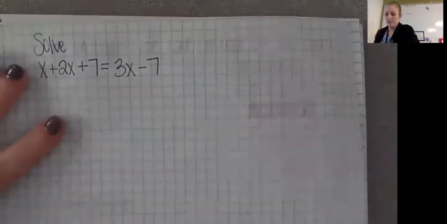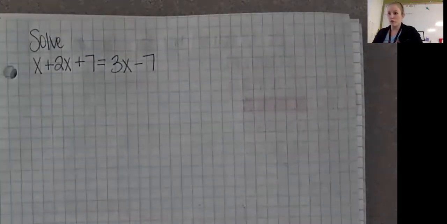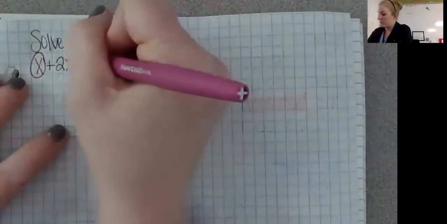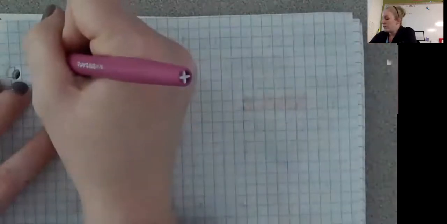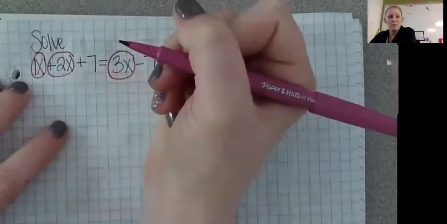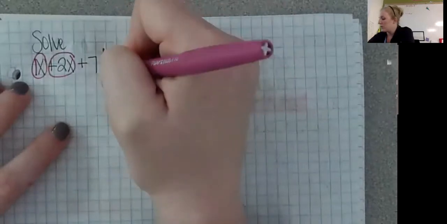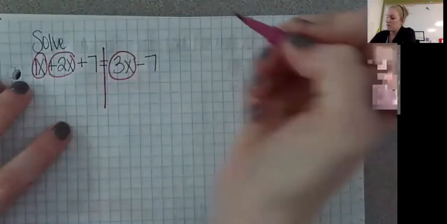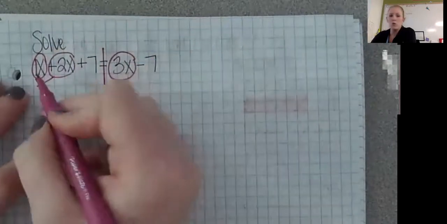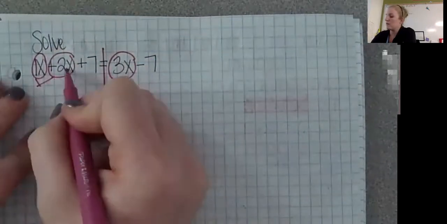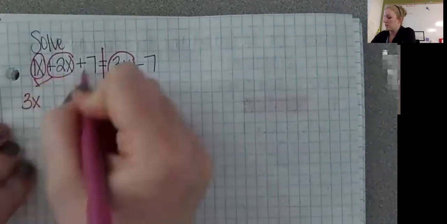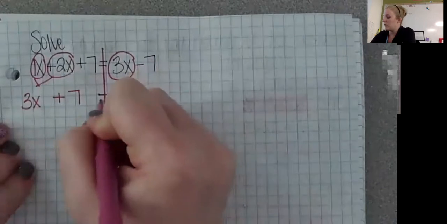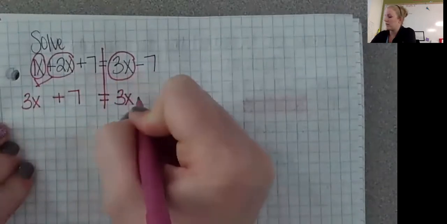Okay, we have 2 more. All right. So hopefully you know by now my favorite thing to do is circle my variables. Remember, an x is the same thing as a 1x. Mark where your equal sign is. These two are on the same side, so 1x plus 2x. Combine those together. 1x plus 2x is 3x. Bring down your 7, bring down your equal, bring down your 3x, bring down your -7.